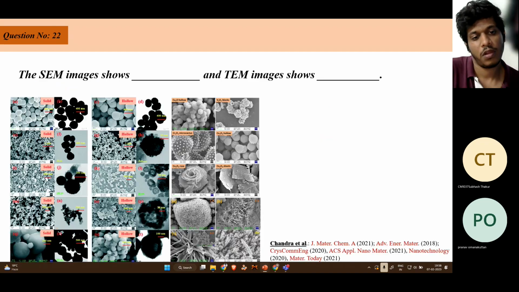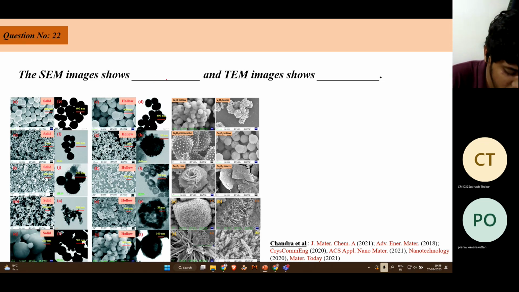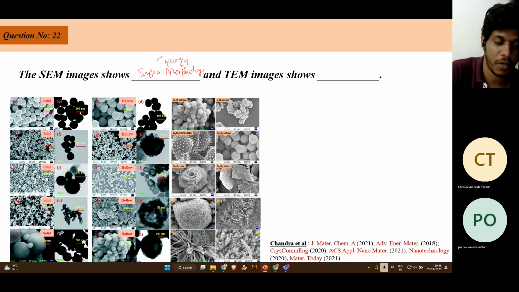Okay. Now to go forward, we can deal with this: what do the SEM and TEM images show? So basically, SEM is used to get information about the surface morphology or topology of the material, whereas TEM is used to study the internal structures.